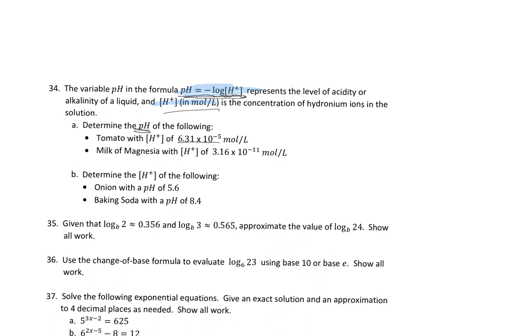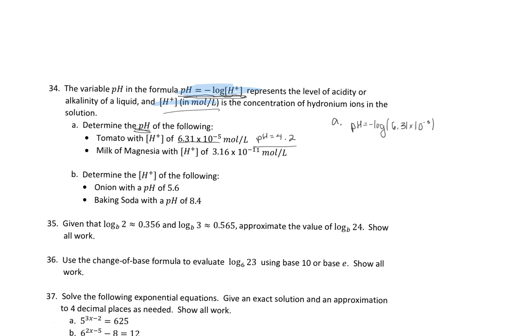So if you plug that in for A, we have the pH equal to negative log of 6.31 times 10 to the negative 5. And if we look at it, we only have one unknown, the pH. So we can go ahead and plug that into the calculator, and that will give us that the tomato has a pH of 4.2.